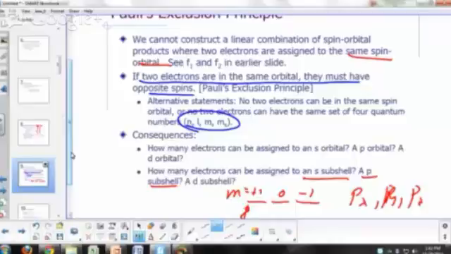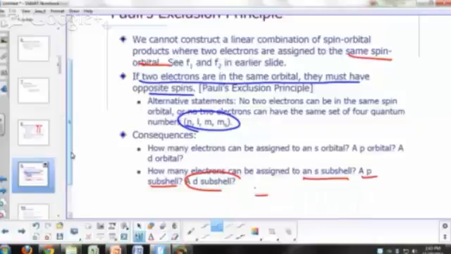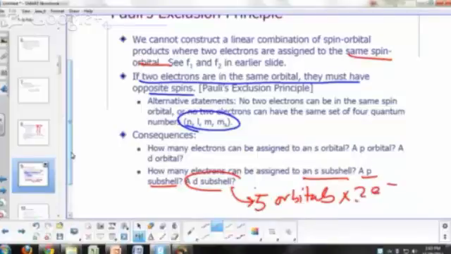All right? So be sure to make that distinction. It's 2 electrons maximum per orbital, whether it's s, p, d, f, or whatever. But for a subshell, it depends on how many orbitals you have in the subshell. How about a d subshell? How many electrons can you assign to it? A d subshell consists of 5 orbitals, right? So times 2 electrons per orbital, that will give you 10 as the maximum number of electrons that you can assign to a d subshell.